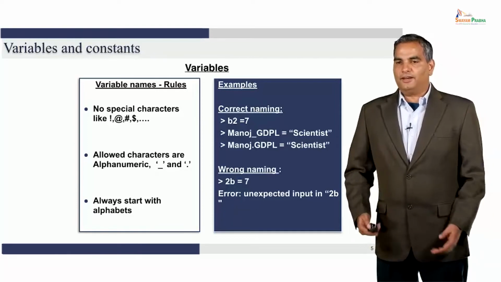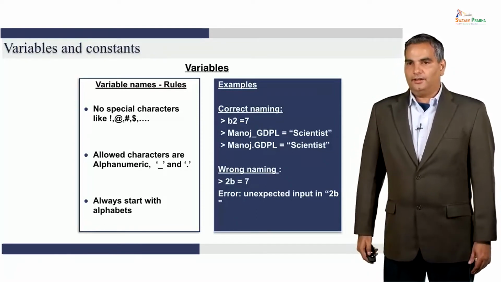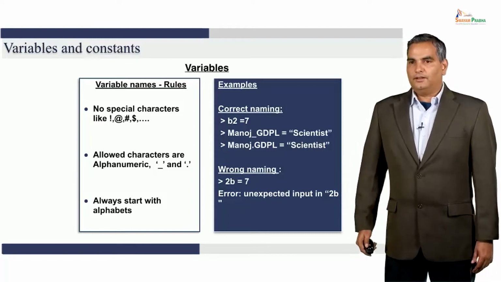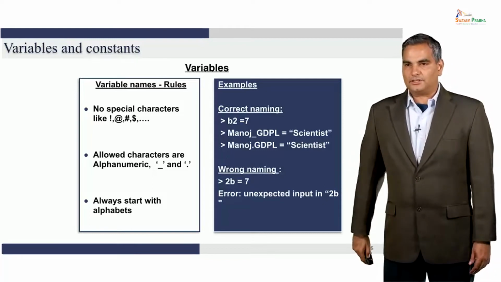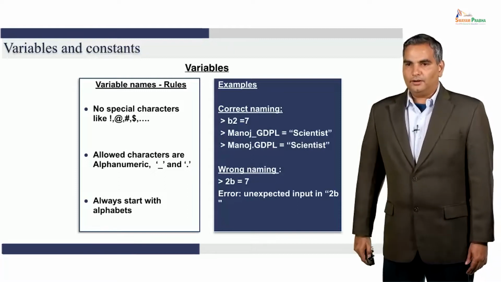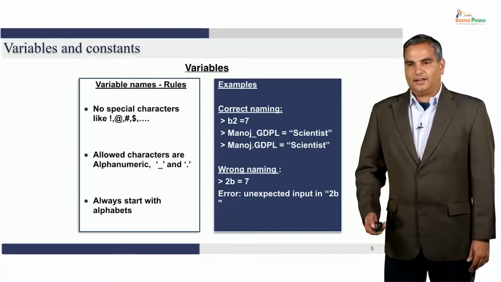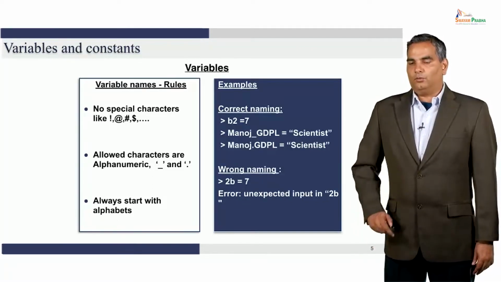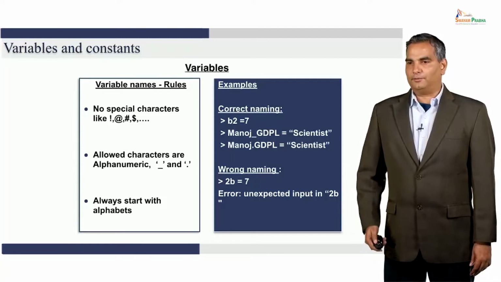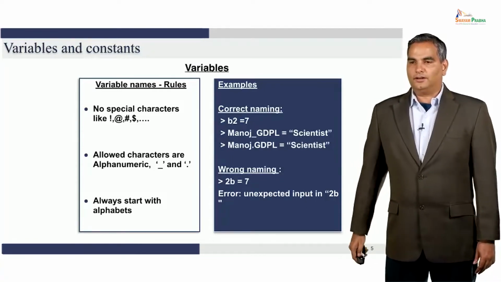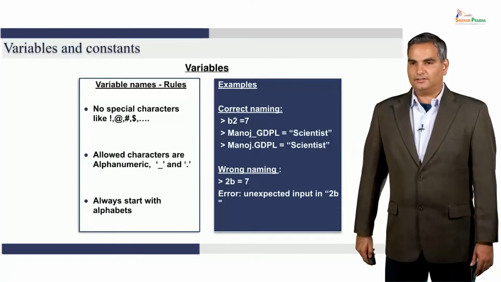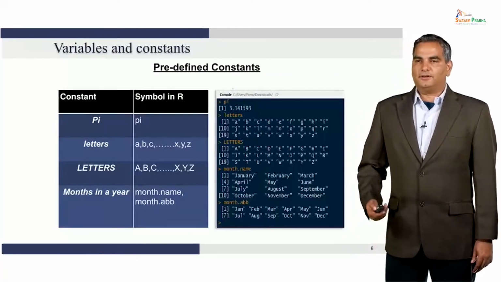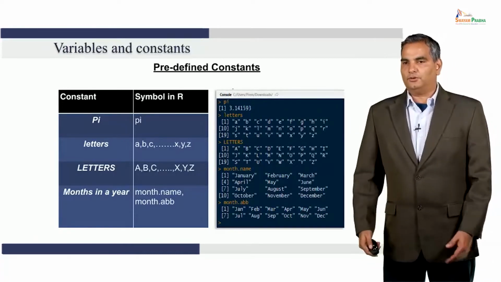You can have variables and constants defined in R. There are certain rules that one should follow when variable names are given. There should be no special characters such as exclamation, at the rate of, and so on. All alphanumeric characters, underscore, dot are allowed to be used in variable names, and one should always start variables with alphabets. For example, you cannot define a variable 2b and say that is equal to 7, as shown in the right hand side. There are already several predefined constants in R that can be used in programming.